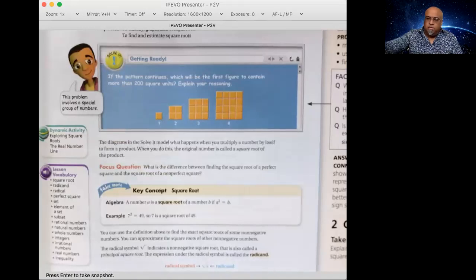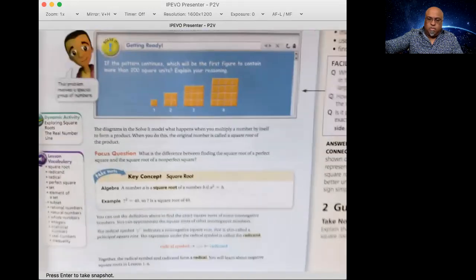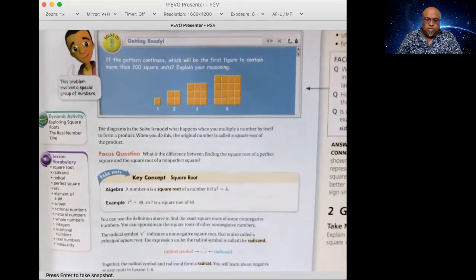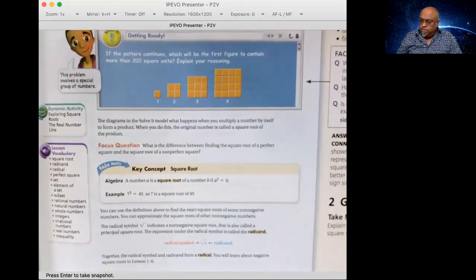Okay, if you take a look here at the bottom, you can see the radicand is the number that's in the square root symbol, and the radical symbol itself is showing that this is a radical expression. Together, the symbol and the radicand form what is called the radical. You'll learn more about negative square roots in lesson 1.6.